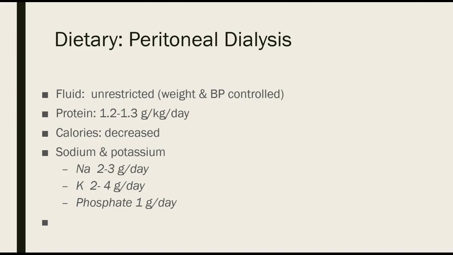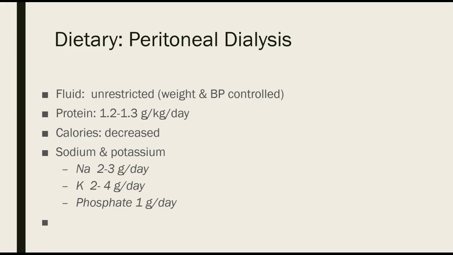The other thing with peritoneal dialysis is that the protein intake is increased. So these people on peritoneal dialysis can have a higher amount of protein than people receiving hemodialysis, and that is because there's a pretty significant loss of protein through the peritoneal membrane. And so you want to increase the person's intake to offset that loss that's occurring.